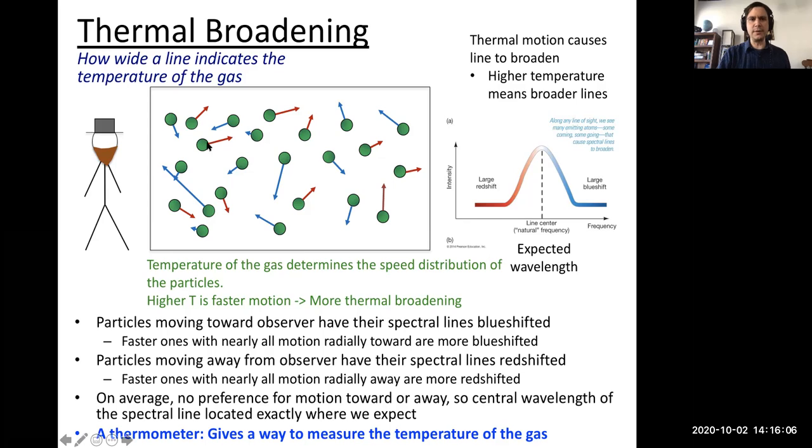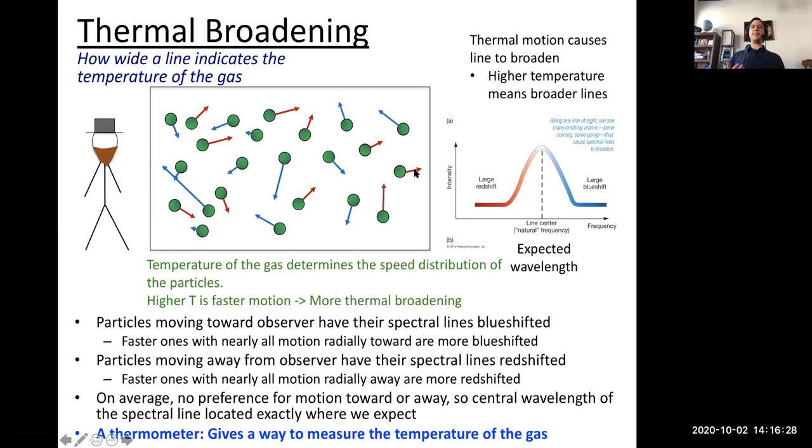Some of them are moving away from him very quickly. Some are moving away and a little bit up. Some are moving away and a little bit down. Some are moving toward and down. Some are moving toward pretty fast. Some are moving away pretty slow.